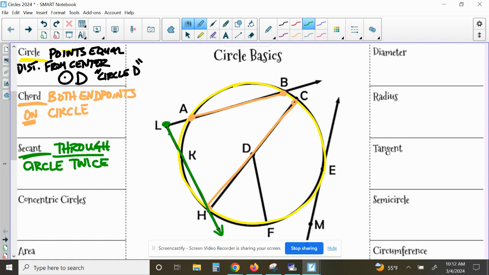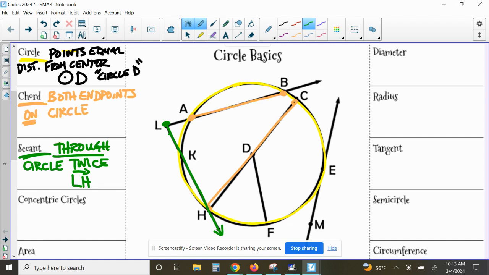And this is a ray, correct? How do we name a ray? You have to put the arrow on the top, and you have to start with the endpoint. So you would call this ray LH. That definitely does pass through twice, all the way through. Good.